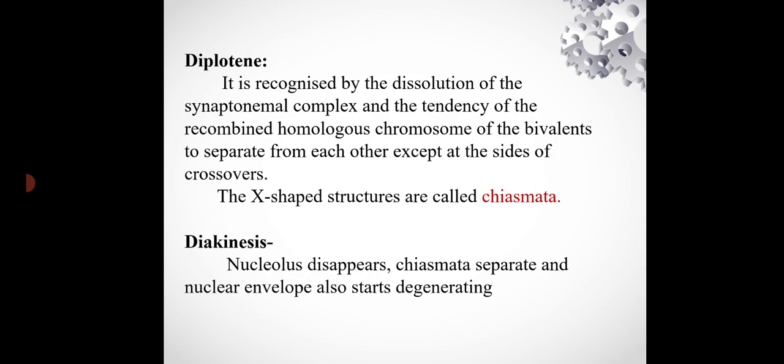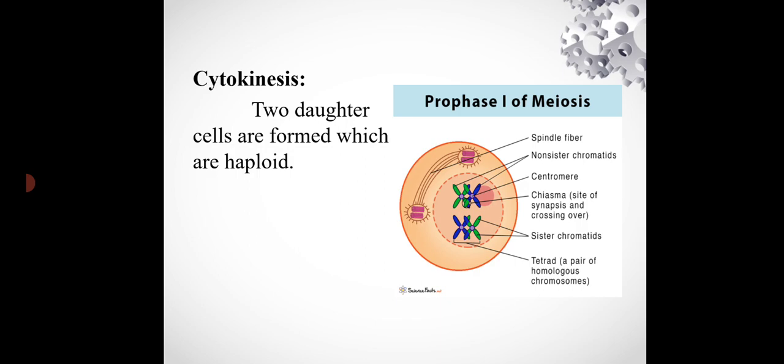Next, diplotene. It is recognized by the dissolution of the synaptonemal complex and the tendency of the recombined homologous chromosomes of the bivalents to separate from each other except at the sites of crossovers. The X-shaped structures are called chiasmata. Next, diakinesis. Nucleolus disappears, chiasmata terminalize and the nuclear envelope also starts degenerating. Finally, cytokinesis. The two daughter cells are formed which are haploid.